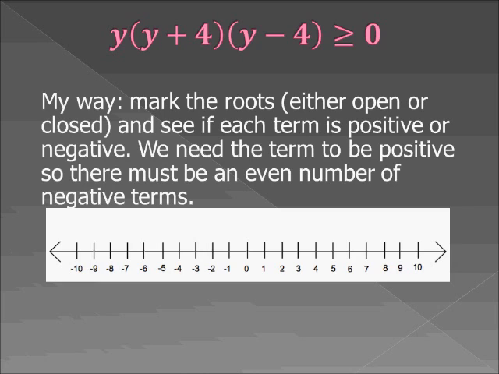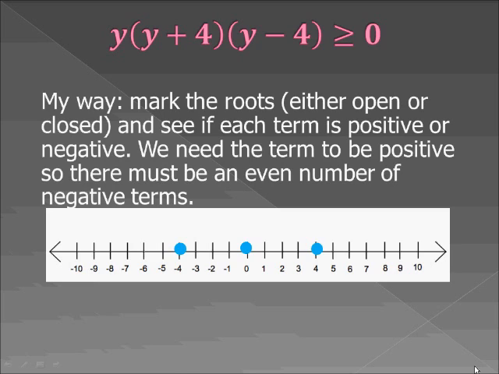Alright, so in this case, we need the term to be positive because it's a greater than or equal to sign. So we have to have an even number of negative terms. That's always going to be true when you're looking for a greater than 0. So here are the zeros. We have y equals 0. We have y equals -4. We have y equals 4.